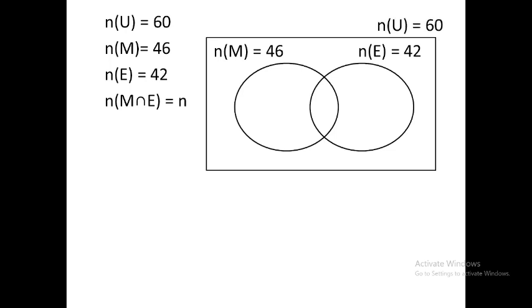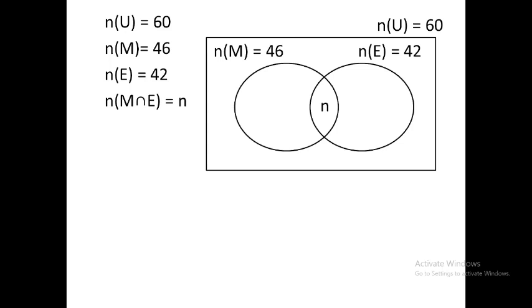The intersection, which is the what? The n. We aren't given any number to represent this. That is why we are using the n for that. Like I said earlier, when we add 46 to 42, it becomes 88. And that exceeds the universal set. So it means that there are students that read both mathematics and English language.